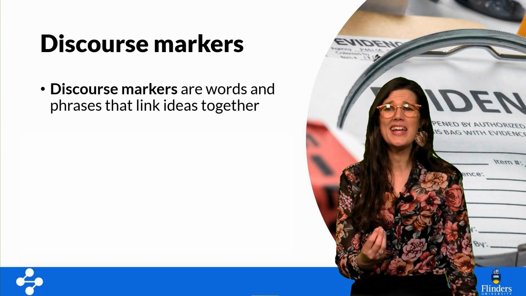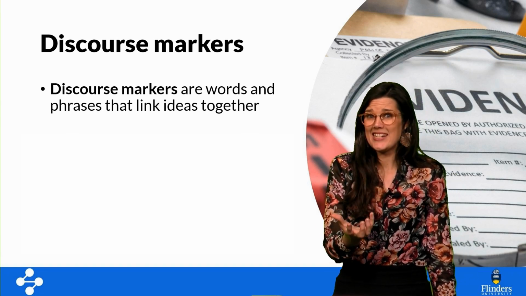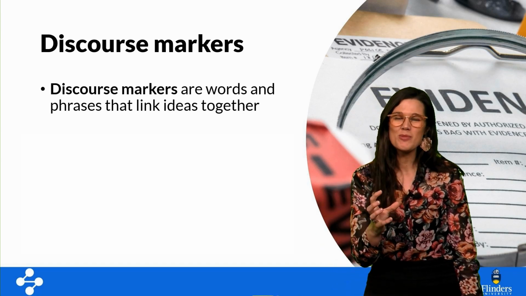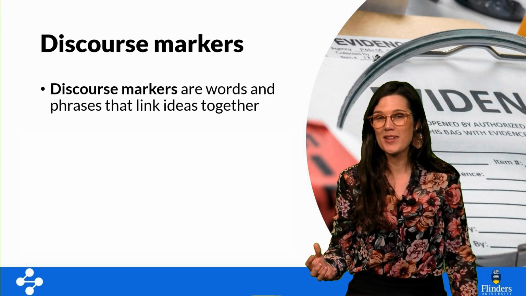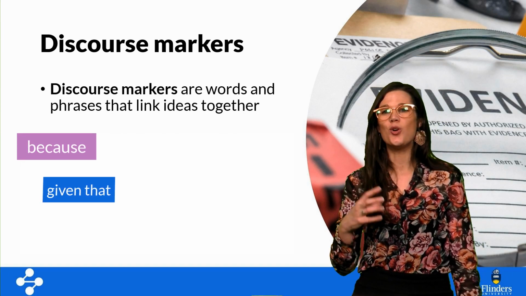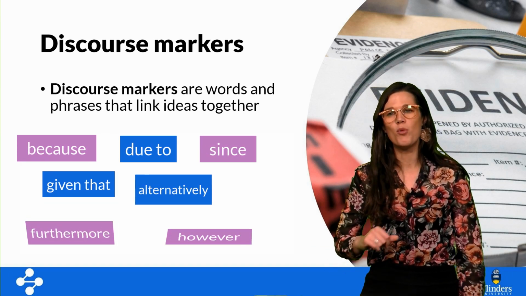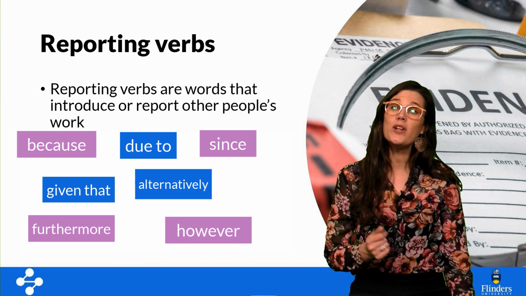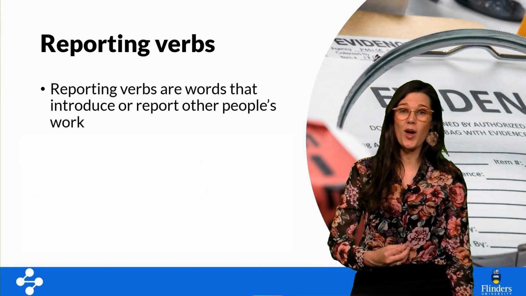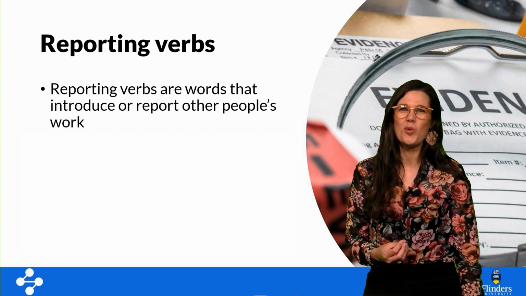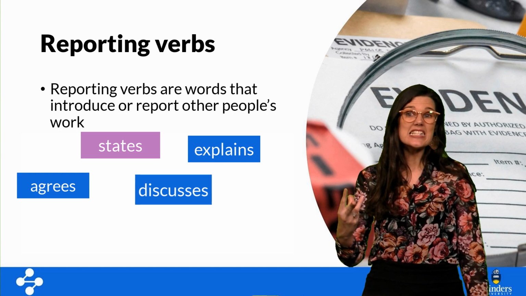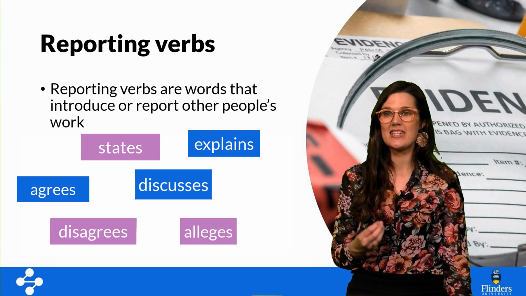These very simply are words and phrases that link ideas logically together, and you're probably familiar with them. You use them in your work all the time without knowing that this is what they're called. These are words like because, given that, due to, alternatively, since, furthermore, and however. Reporting verbs are those words that introduce or report people's work. They are verbs, so they're words like states, agrees, explains, discusses, alleges, disagrees, etc.